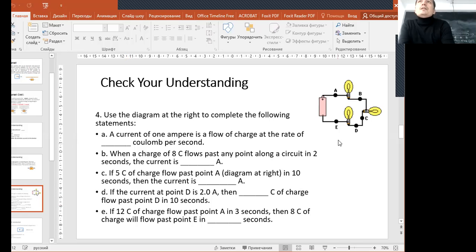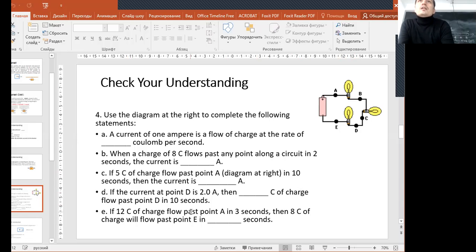D1. At point D, if the current is 2 amps, then how many coulombs of charge flow past in 10 seconds? Yes, 20 coulombs.